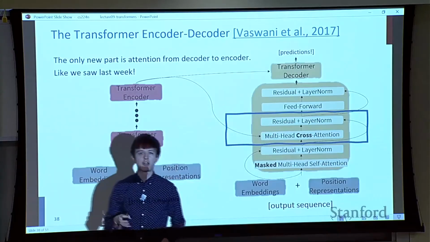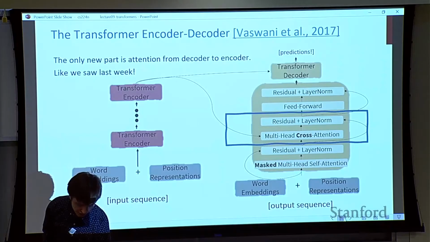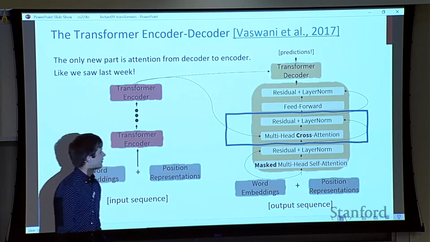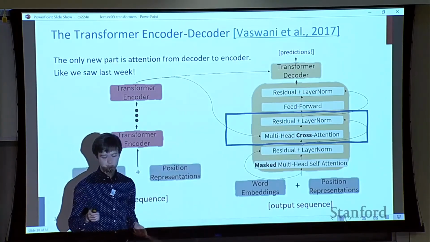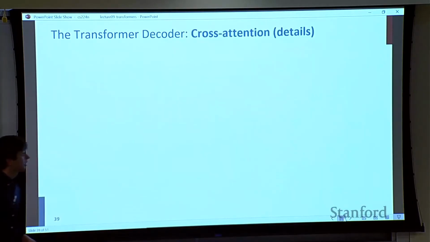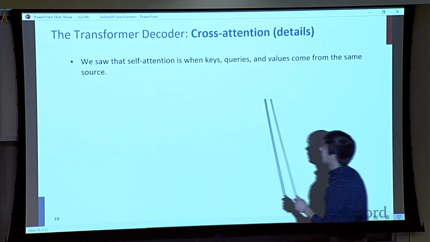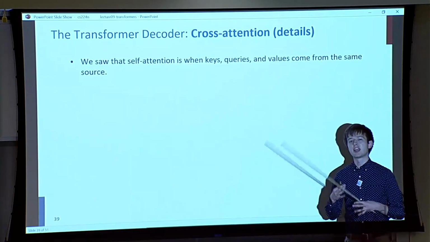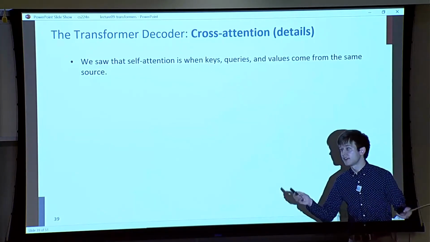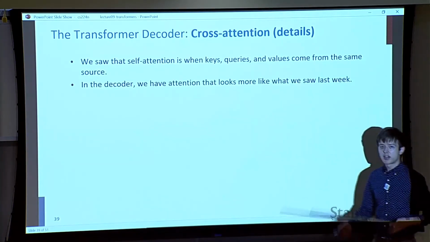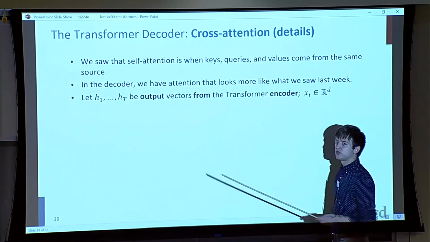And I want to go over it. It is the same equations as the multi-headed self-attention, but the inputs are coming from different places, and so I want to be precise about it. So let's take a look. Cross-attention details. Self-attention, recall, is when we're taking the keys, the queries, and the values of attention from the same information source, like the same sentence, for example. And we saw last week attention from the decoder to the encoder. So this is going to look similar. Let's use some different notation.